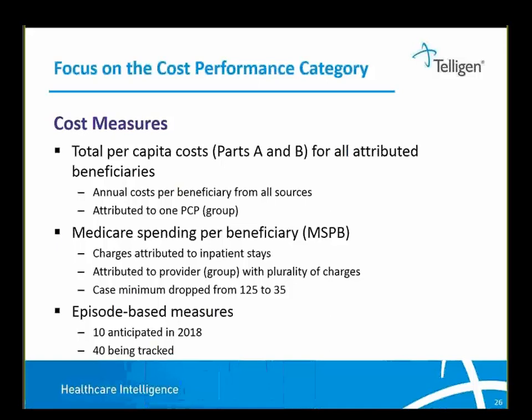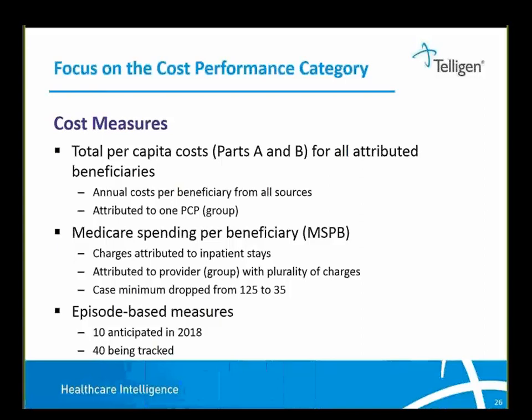So let's talk about those cost measures. As we know it now, there are three areas of cost measures for MIPS: the total per capita cost for all attributed beneficiaries, the Medicare spending per beneficiary, or MSPB, and the episode-based measures. So generally speaking, a cost measure represents the Medicare payment for items and services furnished to a beneficiary during an episode of care.